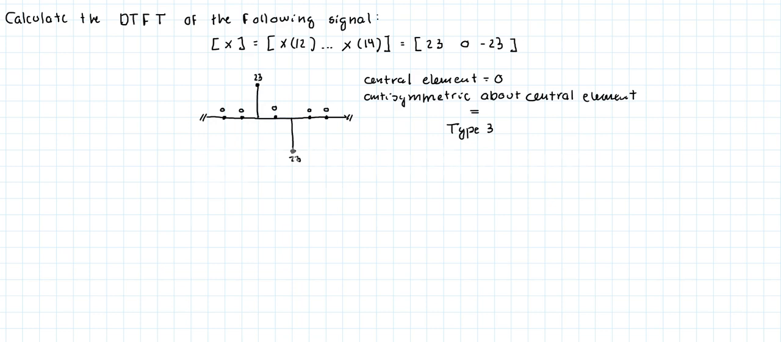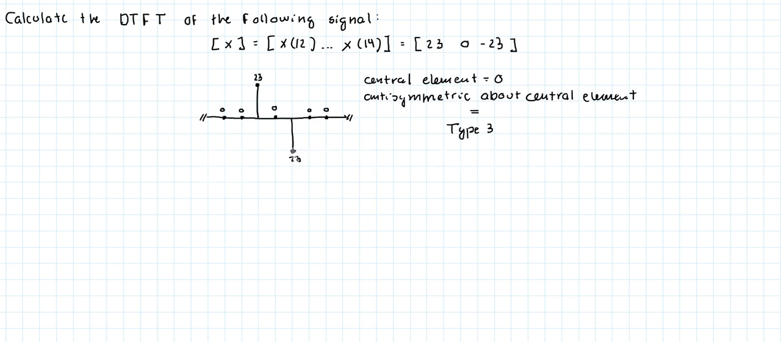In this video, we're going to calculate the discrete time Fourier transform of the following given signal. Remember that we did the type 1 signal, which was symmetrical about the central element. Type 2 was symmetrical but did not have a central element. And type 3, which is the one that we're dealing with here, has a central element that is equal to 0, and it is antisymmetric about that central element.